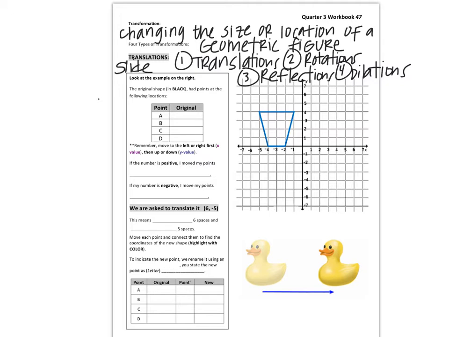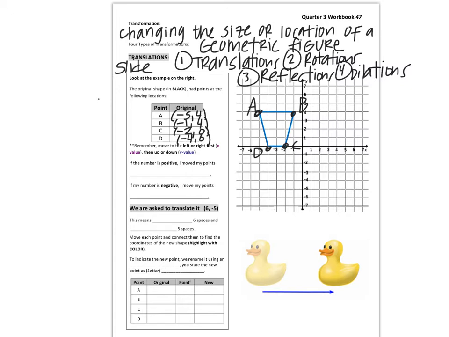Okay, so look at the example down here. Let's label that A. So A's there. B, C, and D. Take a second and get those ordered pairs. Alright, so check yourself and make sure that you're right.